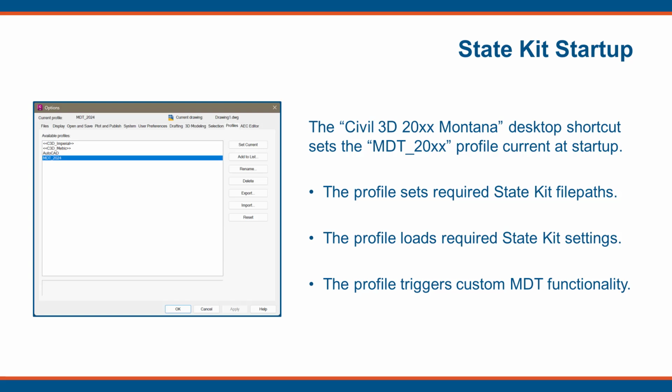Launching Civil 3D with the Civil 3D Montana desktop shortcut will start Civil 3D in the MDT profile. Starting Civil 3D in the MDT profile will set specific file paths and settings needed for the State Kit to function. When the MDT profile is set current by using the Civil 3D Montana desktop shortcut, it will trigger additional custom functionality when a drawing opens.